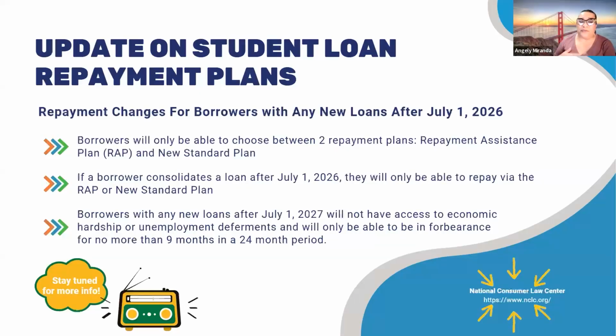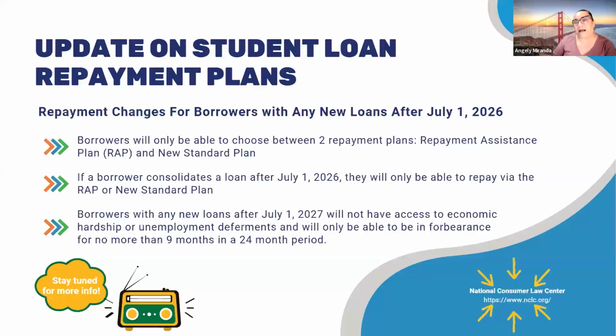And then borrowers with any new loans as of July 1st, 2027 will not have access to economic hardship or unemployment deferments and will only be able to be in a forbearance for no more than 9 months in a 24-month period. So what this means is that if you happen to lose your job or if you have a financial hardship, they'll only be able to put you in a forbearance for about 9 months and that's it.